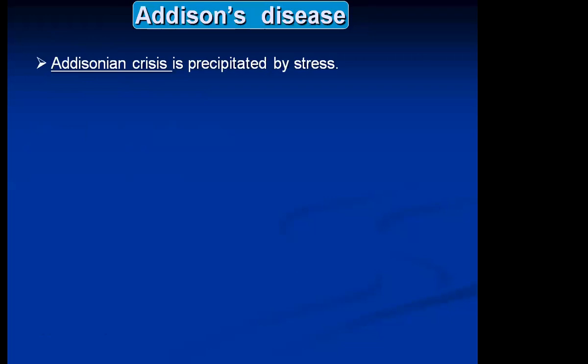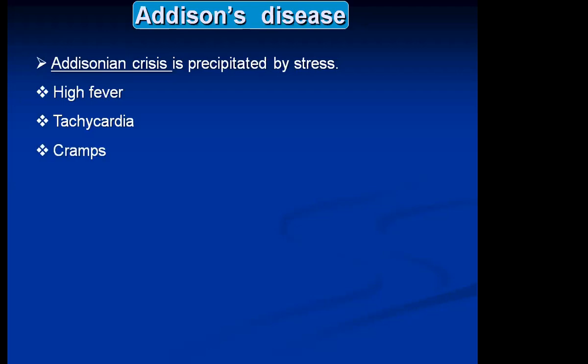Now there is one more term which is known as Addisonian crisis. This Addisonian crisis is precipitated by stress. So what are the features of this Addisonian crisis in Addison's disease? These patients will be having high fever. They will be having an increase in the heart rate, that is tachycardia.